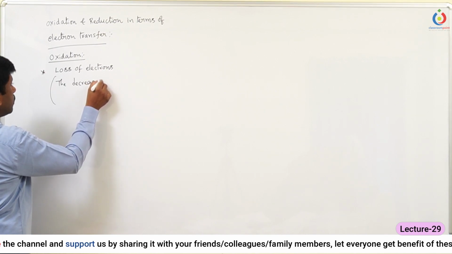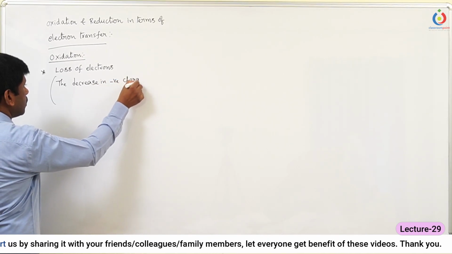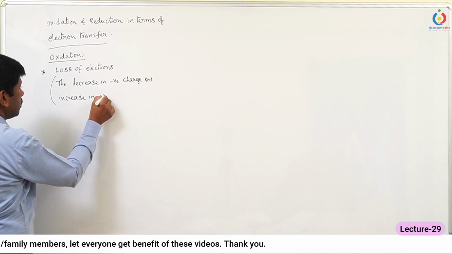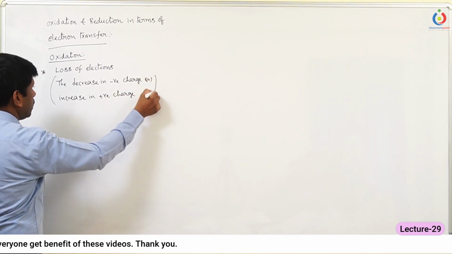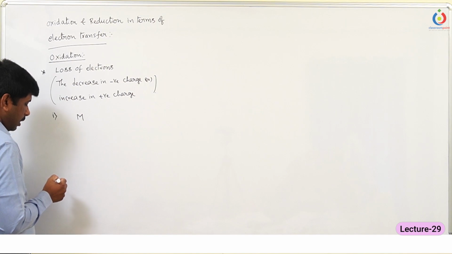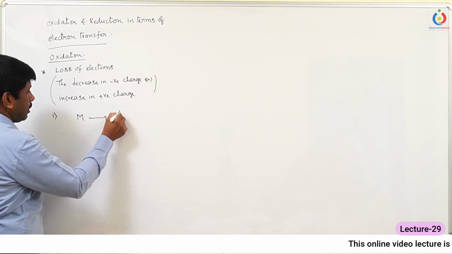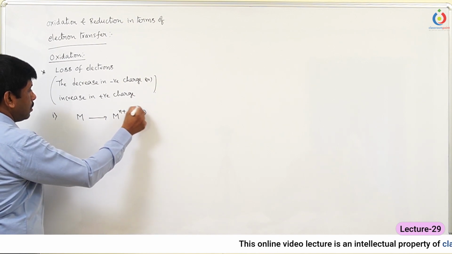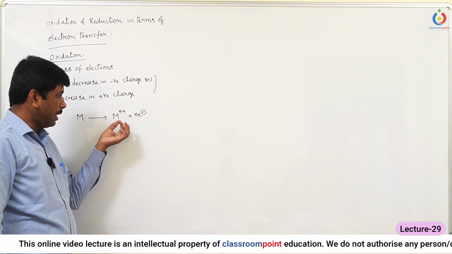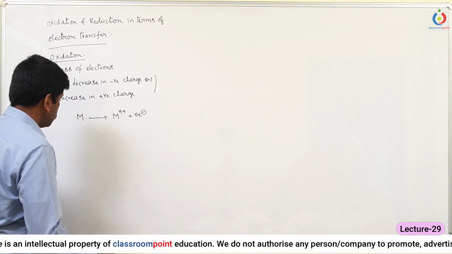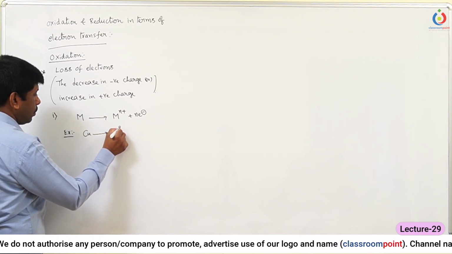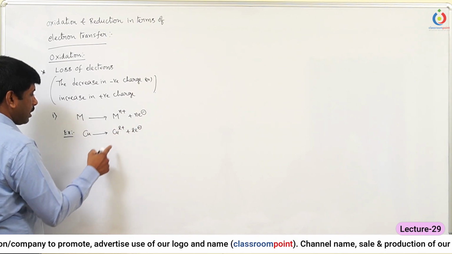The decrease in negative charge or increase in positive charge is observed in case of oxidation. Taking some examples, imagine element M lost n number of electrons so that it got the n plus positive charge. Whatever the number of electrons lost, the same quantity of positive charge always increases. An example is copper losing 2 electrons to form the cupric ion, Cu2+.